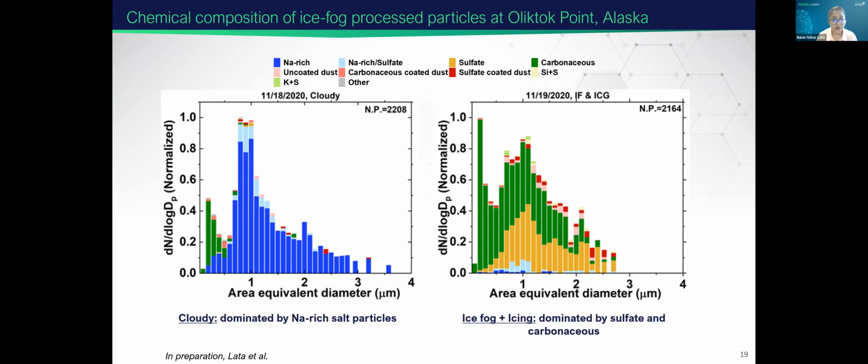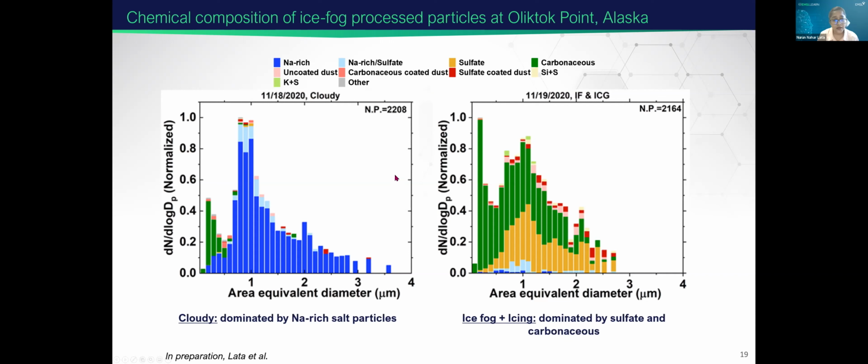In this slide, I'm showing some highlights of the results from the icebox process particle analysis at Oliktok Point, Alaska. The single particle analysis was done using computer controlled SEM coupled with energy dispersive X-ray spectroscopy. From the CCSEM chemical composition data, we classify the particles into several classes. Here different colors indicate different classes of the particles. We probed the chemistry of the particles collected at two different conditions: one is cloudy condition and one is during the ice fog time.